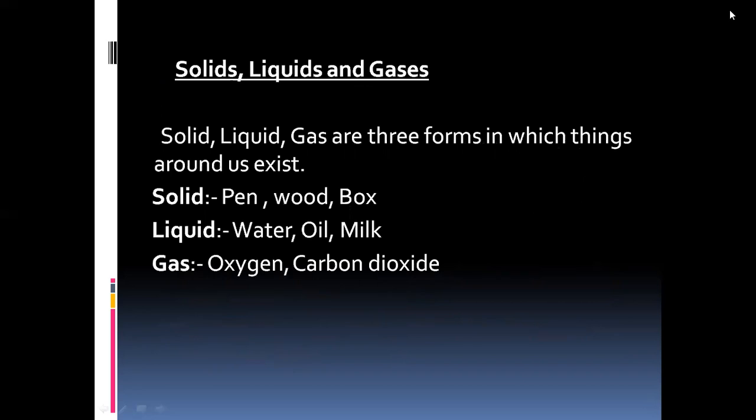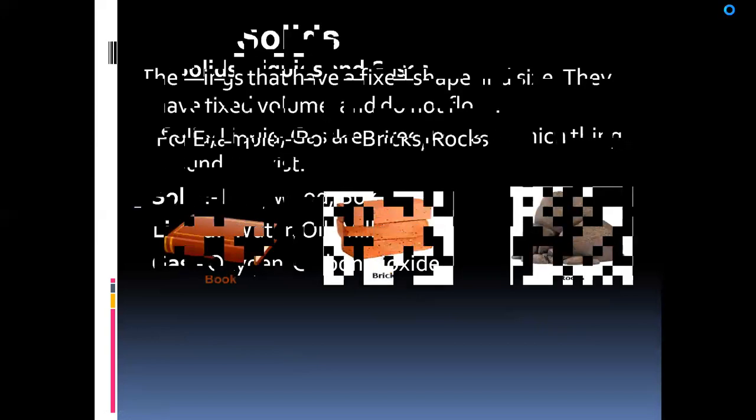Solid, liquid, and gases are the three forms in which things around us exist. For example, the chair we are sitting on is an example of solid. The water we are drinking is an example of liquid. The oxygen we are inhaling is an example of gas. Whatever things are around us are in these three forms. Let's take it one by one.